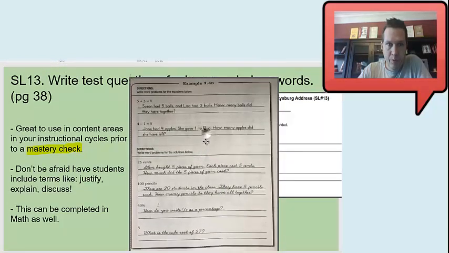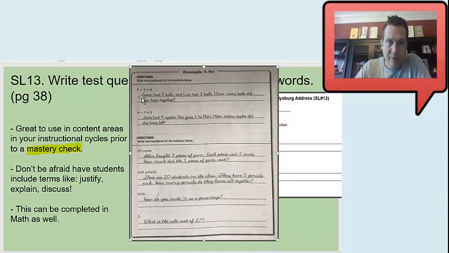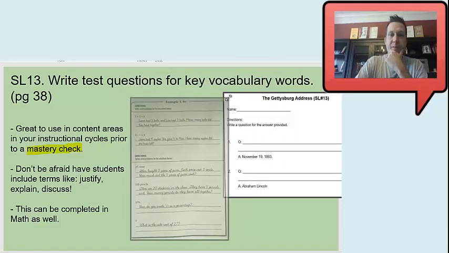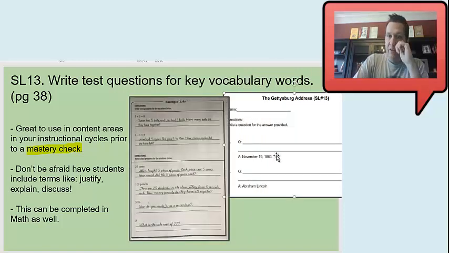You can see here some math examples that were put together on this one. This one says write word problems for the equations below. So they gave them the word problems, and then the students had to write the math problems to go with it. So that'd be a great way to do it inside of mathematics.